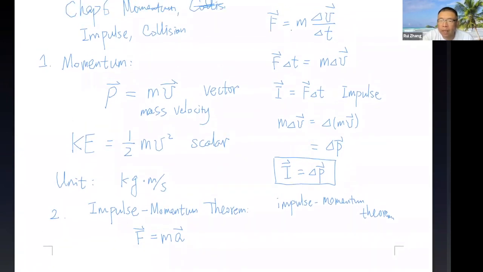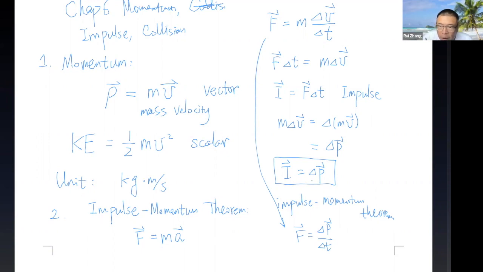Another way to write F equal to m delta V over delta T is, if you put m in there, you can write F equals delta P over delta T, okay? And that's another version of Newton's law. So Newton's law can be written like this, or it can be written as this. So there are different versions of Newton's law.